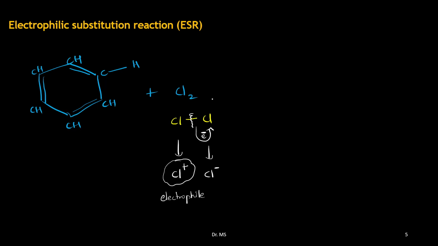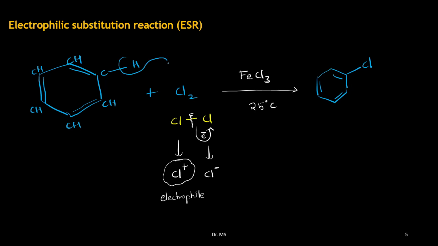Okay. And this happens with the help of FeCl3. And this happens at a temperature of 25 degrees Celsius and forms a product. That product is nothing but the benzene ring attached to this chlorine. So whatever this chlorine is there, it went and bound to this carbon. It replaced this hydrogen.